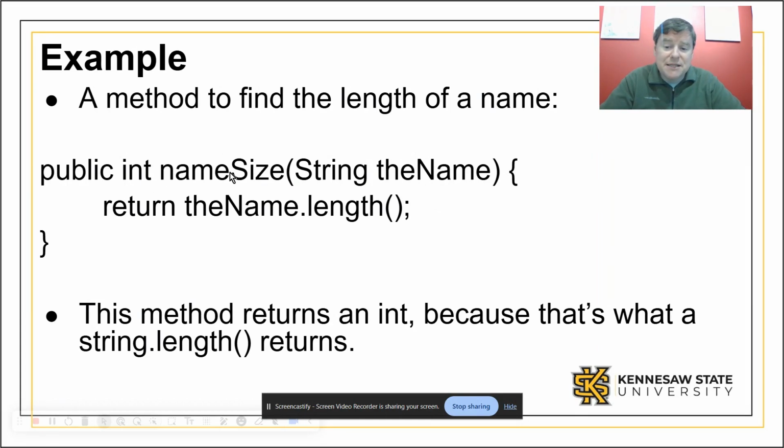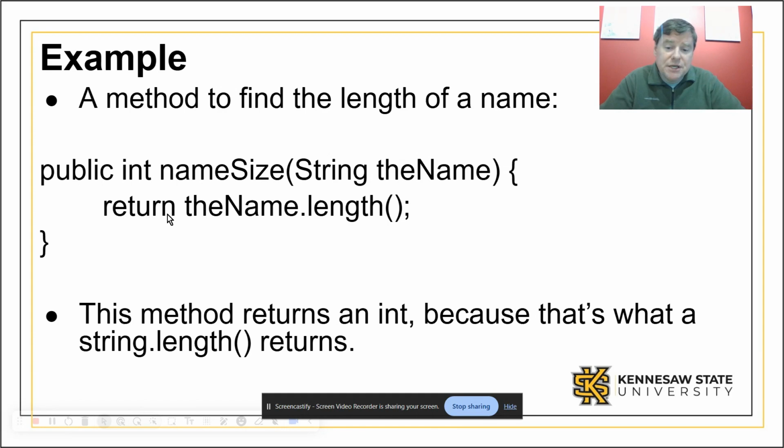The name of this method is name size because it's calculating the size of the name, and it is going to return an int. You'll notice this one is public, and as I said, almost always you're going to put public there to start with. If you forget to put public, Java will automatically assume that it's public. Java assumes everything is public unless you specify otherwise. And again, we'll talk about what that means later on.